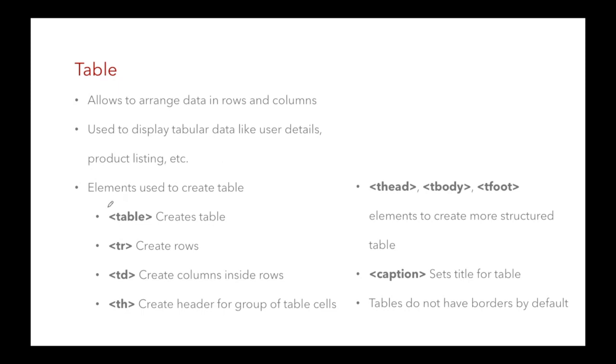So tags which are used for displaying a table are, first of all, table, which creates a table, then tr creates rows, so you can remember it as table rows. Then you have TD for columns, then TH used for creating header of group of table cells.